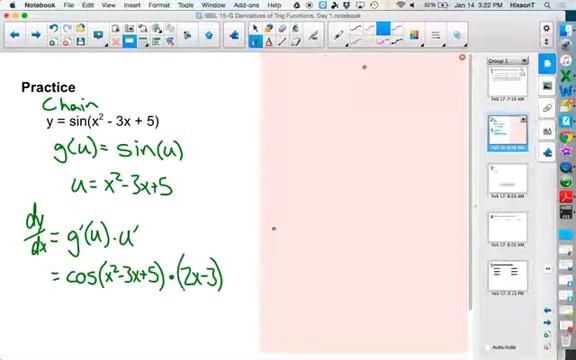By the way, be careful with parentheses. Some people were losing parentheses, and that was throwing off answers. So be careful with those.